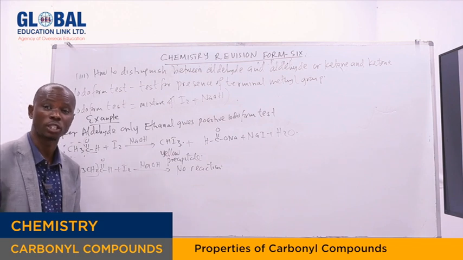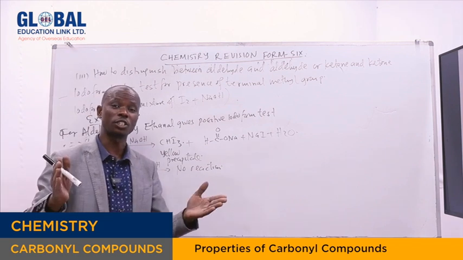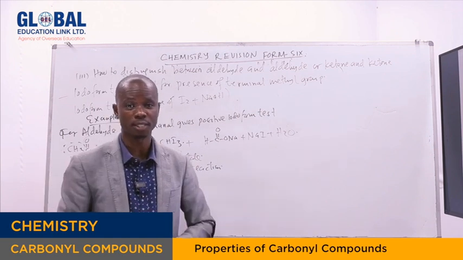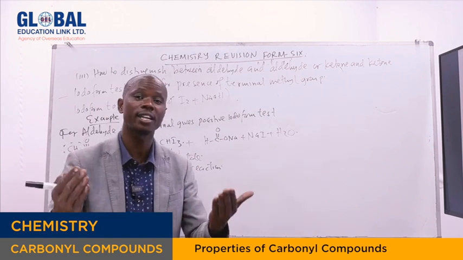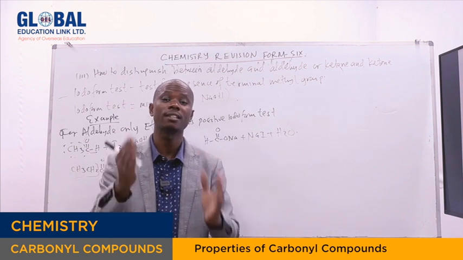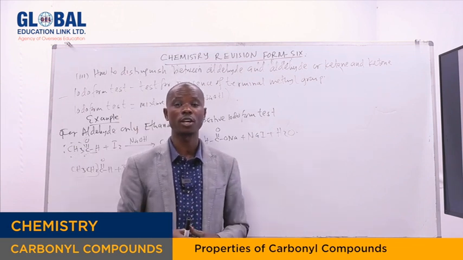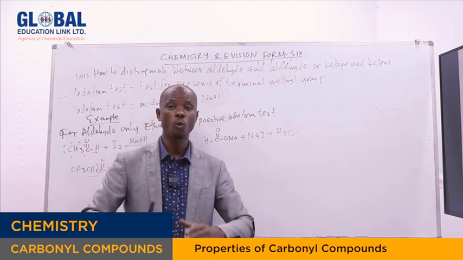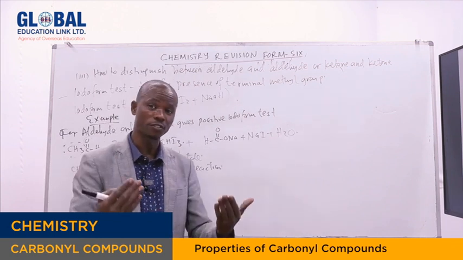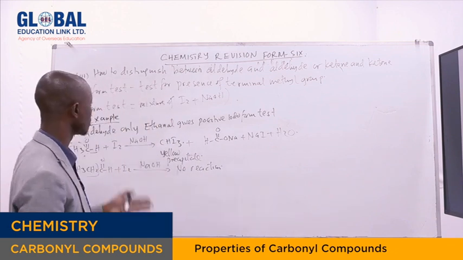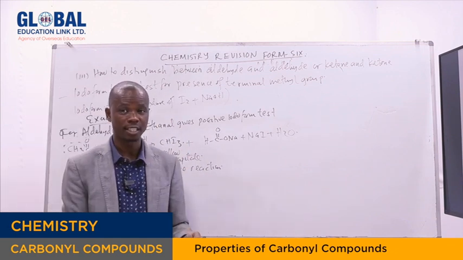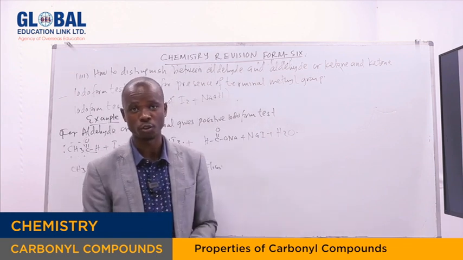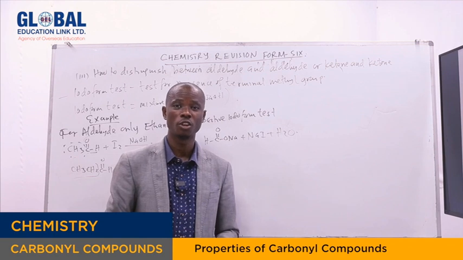The same applies to ketones. For the case of ketones, the methyl ketone will give a positive iodoform test. When we talk about methyl ketone, we are talking about a ketone with at least one methyl group, which will give a positive iodoform test. But that one without the terminal methyl group won't give the positive test. It will give the negative test. So that is how you can distinguish between aldehyde and aldehyde, or between ketone and ketone. I'm sure that, my dear students, you are following.